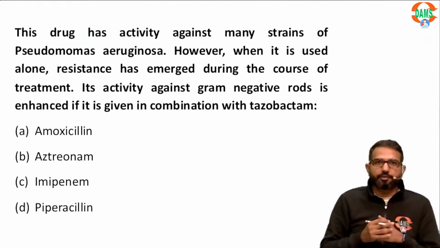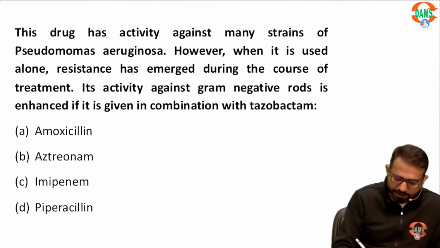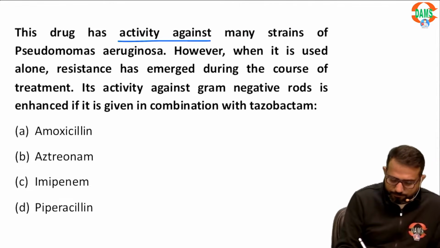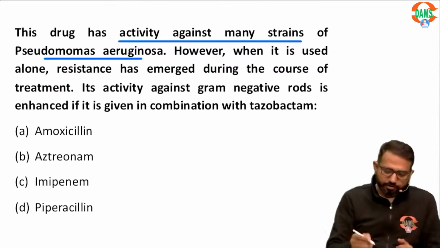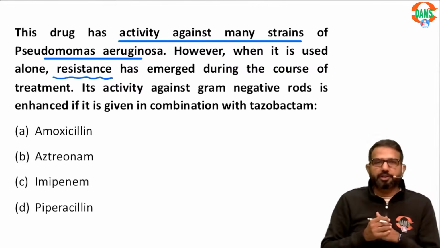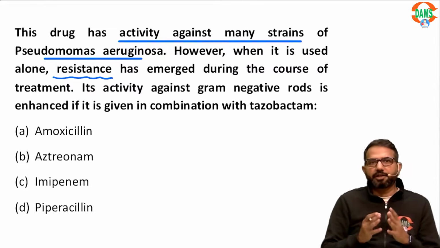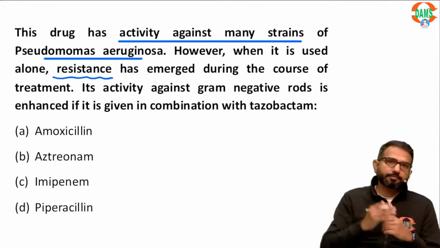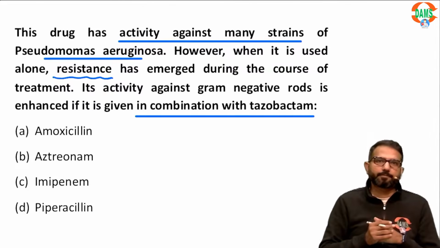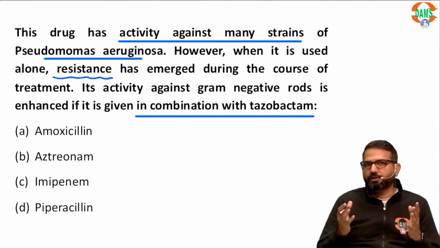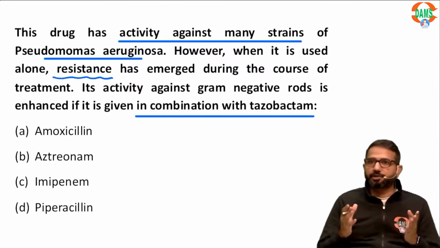Let's see. Now you will get the clinical question. A few clinical questions now. This drug has activity against many strains of Pseudomonas aeruginosa. However, when it is used alone, resistance has emerged during the course of treatment. Its activity against gram-negative rods is enhanced if it is given with tazobactam. Which drug is this? This drug is very effective against gram-negative rods, Pseudomonas, but now resistance.